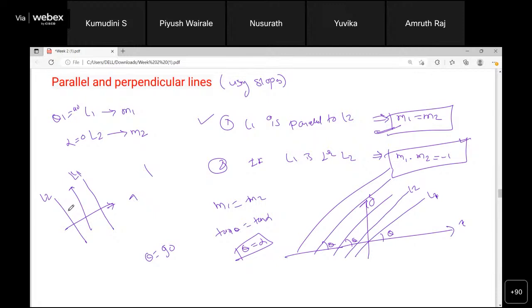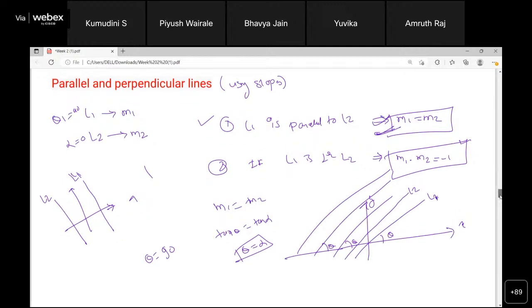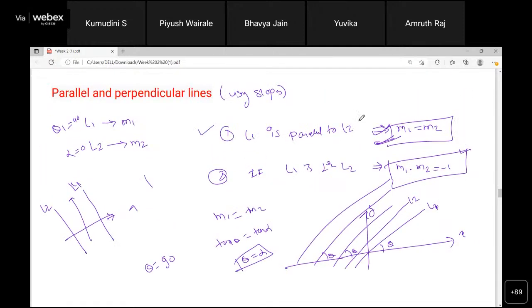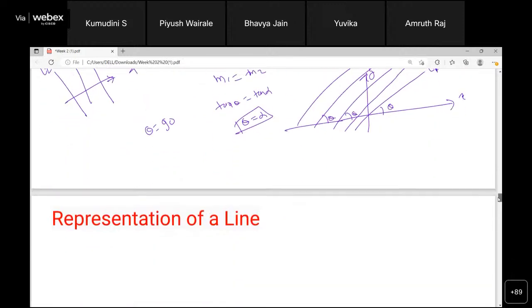So this is not a necessary condition, but if by using slope we want to find out whether my lines are parallel or perpendicular, then these two are the conditions. If the slope is not defined, the lines are still parallel to each other if both are vertical lines. So only these two important points are there: M1 equals M2 for parallel lines, and M1 times M2 equals minus 1 for perpendicular lines. That's it. So just remember this.